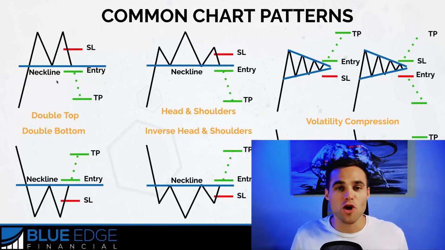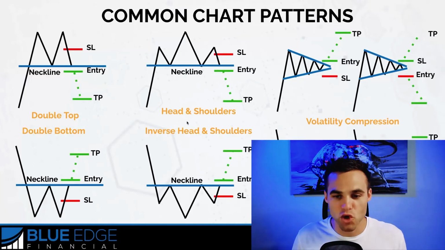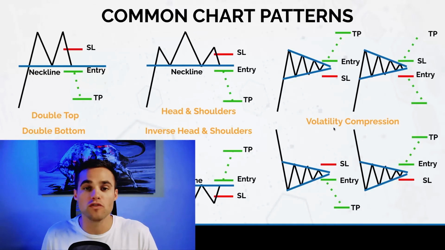There's a lot of different chart patterns out there, but these are the 3 most important chart patterns that you want to use in crypto. Okay, the first chart pattern is called a double top and a double bottom. The second chart pattern is called a head and shoulders and an inverse head and shoulders. And the third type of chart pattern is called volatility compression. So let's go ahead and dive in and take a look at what this actually means.